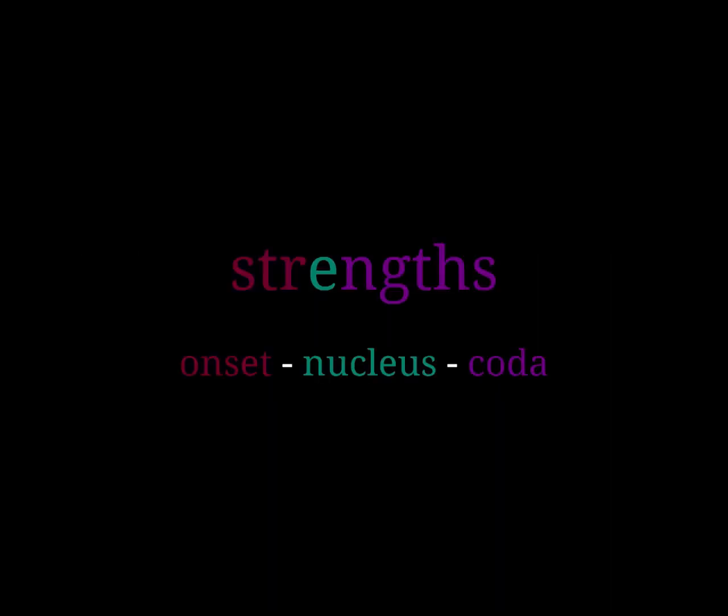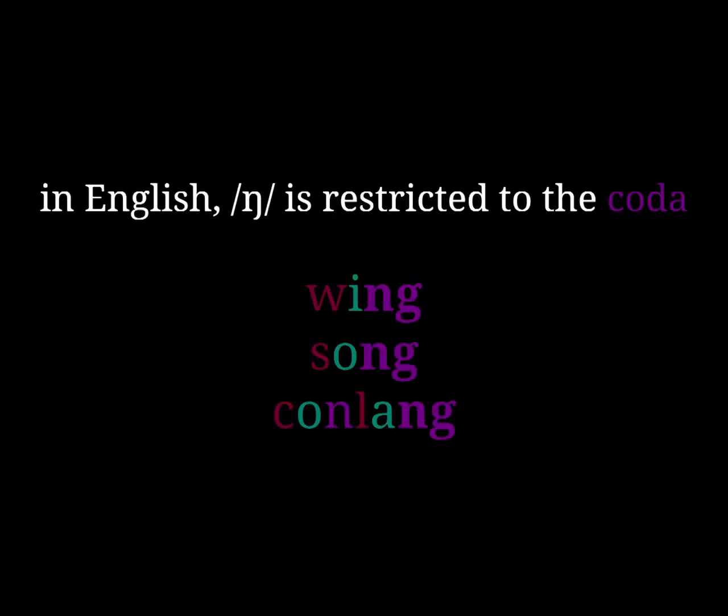Let me explain. Spoken languages tend to group phonemes into syllables. A syllable has some phoneme, typically a vowel, at its core, called its nucleus, which can be preceded with a set of consonants called the onset, and followed by a set of consonants called its coda. A language's phonotactics restrict what phonemes and sequences of phonemes are allowed in each position. In English, the velar nasal phoneme, ng, only appears in the coda of syllables, in words like wing, song, and conlang.